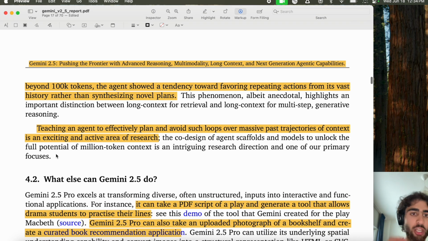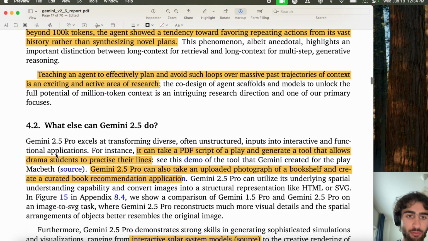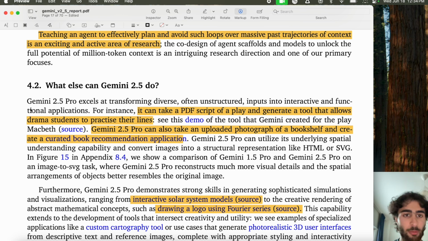And therefore, teaching an agent to effectively plan and avoid such loops over these large trajectories is an exciting and active area of research. And now when we mention what else Gemini 2.5 can do, an interesting application which I saw in the report and I've highlighted here is that it can take a PDF script of a play such as Macbeth and then tell drama students how to best practice their lines or make a tool to do that.